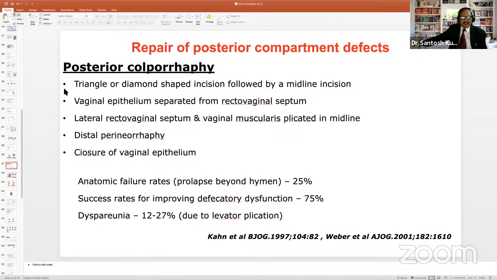And again, posterior colpopexy is the same principle as you have done in anterior colpopexy. Same principle: elevate the vaginal flap and the rectovaginal septum tissue. You just plicate them, and after plication, you trim the vagina and close it.